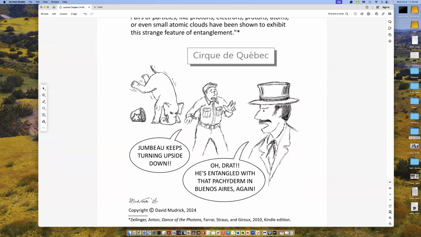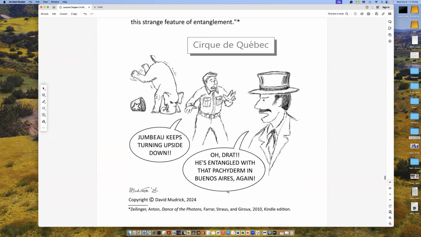He's saying Jumbo keeps turning upside down. And the master of ceremonies at the circus says, oh, drat, he's entangled with that elephant in Buenos Aires again. One is up, the other one's down.